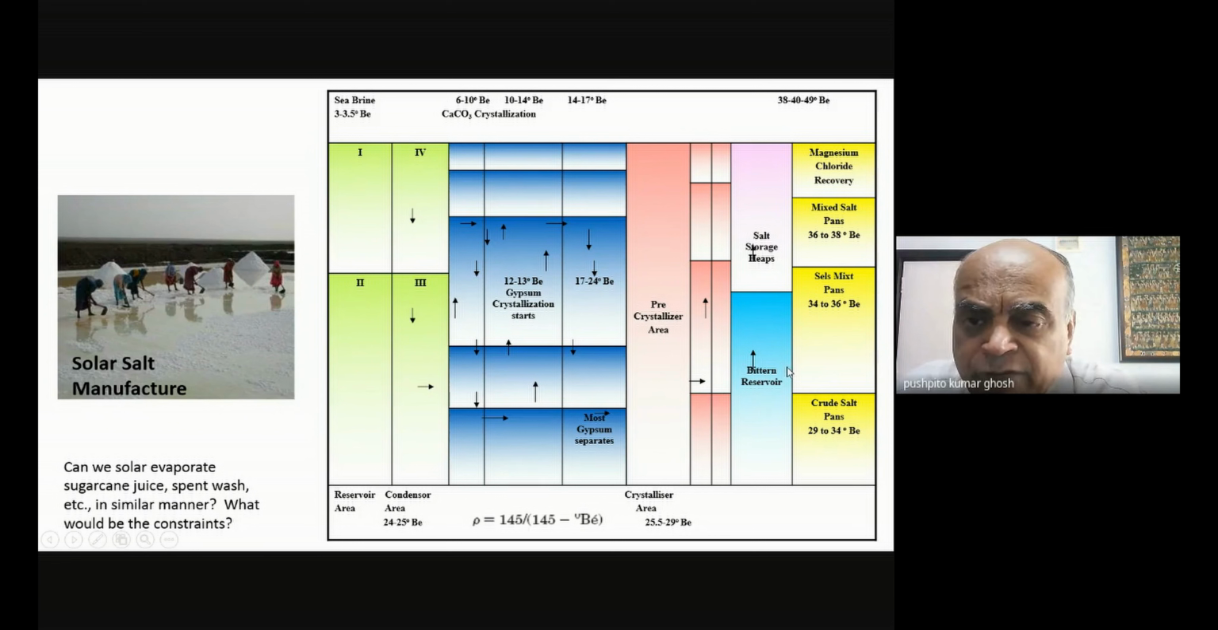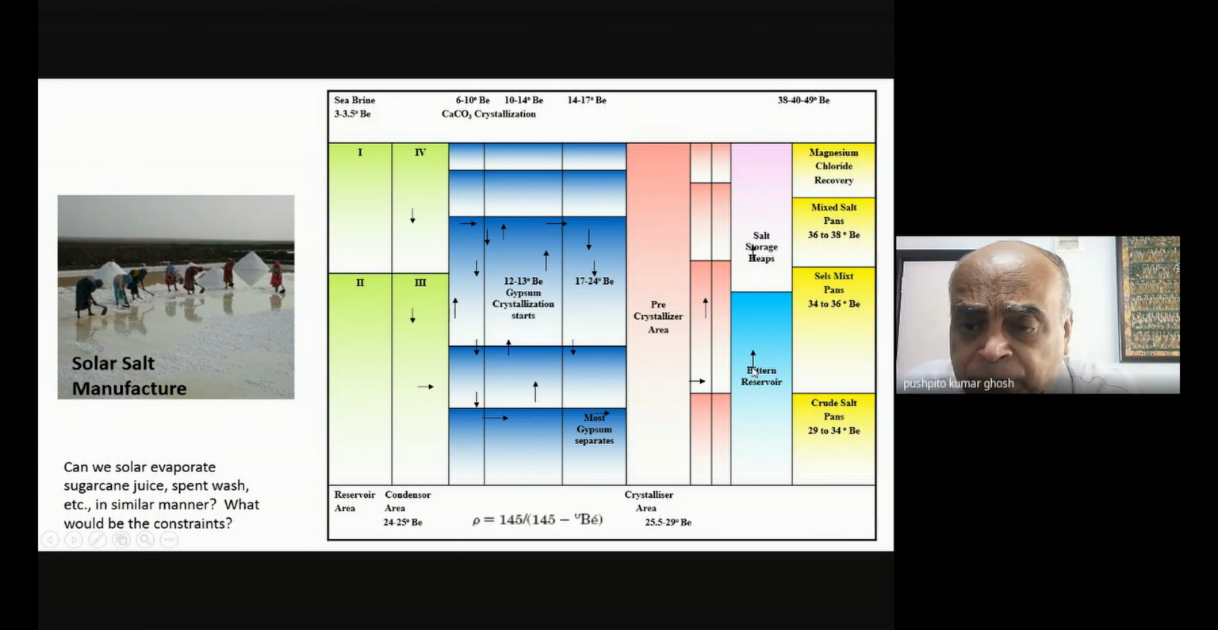All of those are recovered from this. So it's a very, very important thing, and for that recovery, you need to do further evaporation, which goes on till more salts are formed, which contain potassium, magnesium, etc.